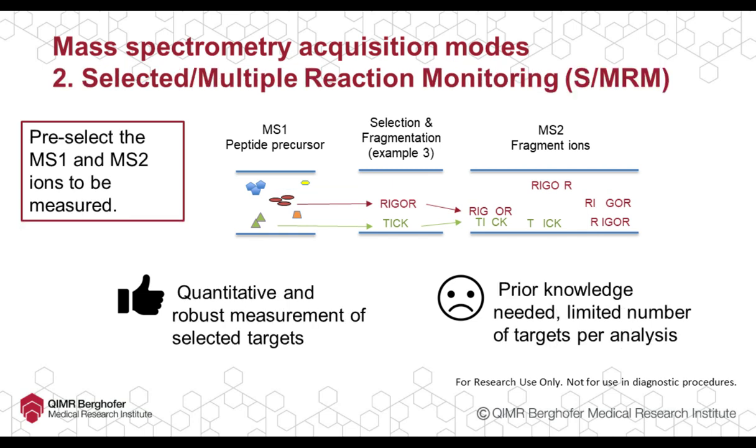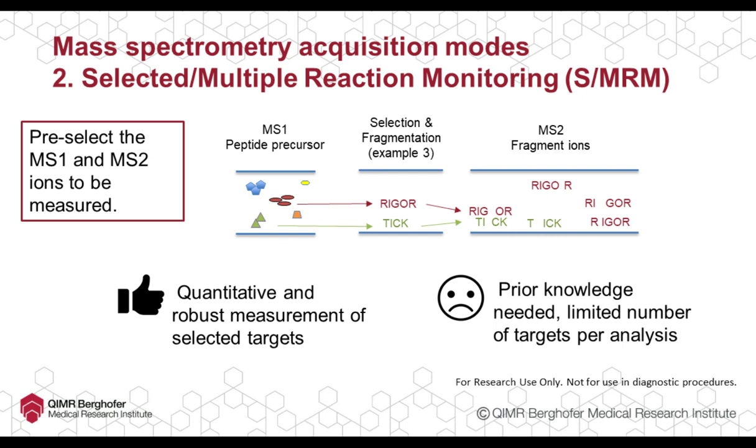So to avoid this issue, there are two other methods that have been developed. Actually, selected or multiple reaction monitoring is a relatively old, well-established method, so it's not really new. In this technique, the MS1 and the MS2 ions are already pre-selected. So we come into the assay with a list of MS1 and a matched list of MS2. So we already should know what we want to measure.